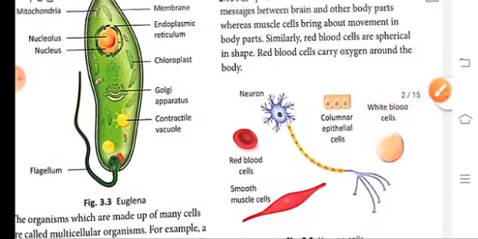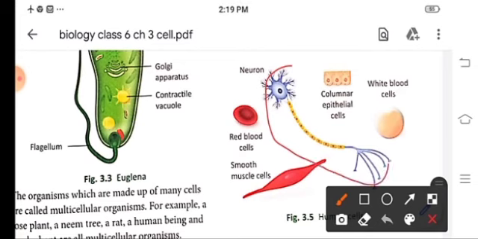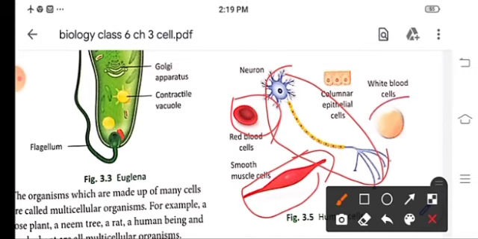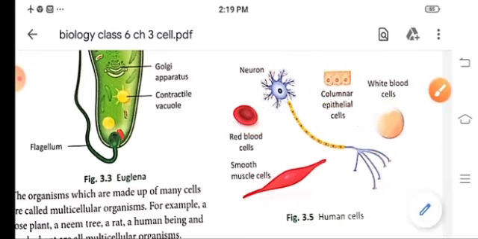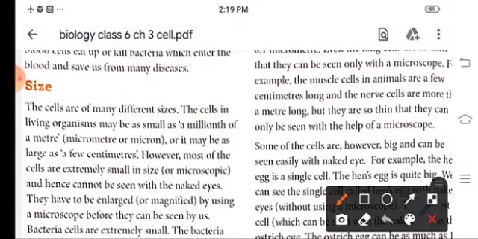So here are the different shapes of the cells. So this is the nerve cell, then the muscle cell, it's a spindle shape, red blood cells, white blood cells, and columnar epithelial cells. So children, as you see, they are of different shapes and sizes. So now come to size. Now the cells are of different sizes also.